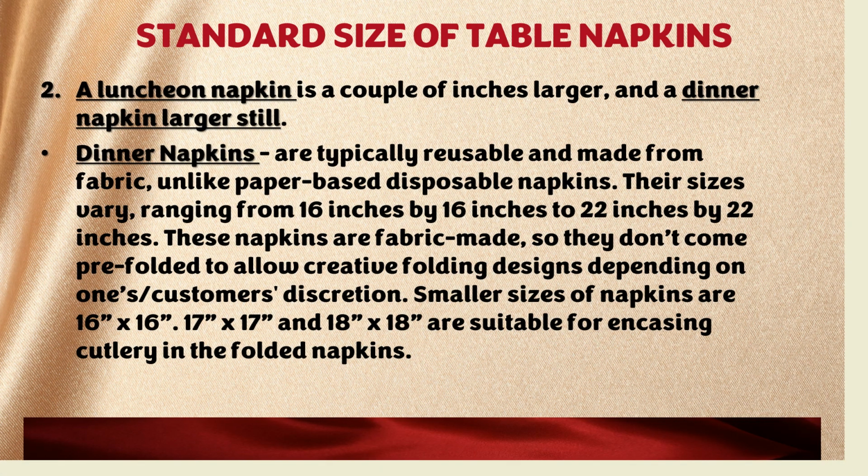A luncheon napkin is a couple of inches larger, and a dinner napkin larger still. Dinner napkins are typically reusable and made from fabric, unlike paper-based disposable napkins. Their sizes vary, ranging from 16 inches by 16 inches to 22 inches by 22 inches. These napkins are fabric-made, so they don't come pre-folded, allowing creative folding designs depending on one's customer's discretion.